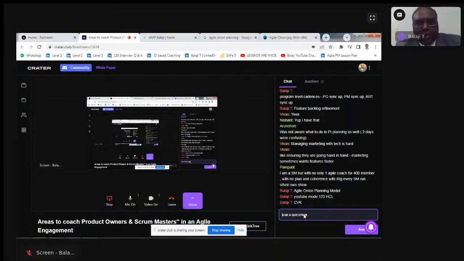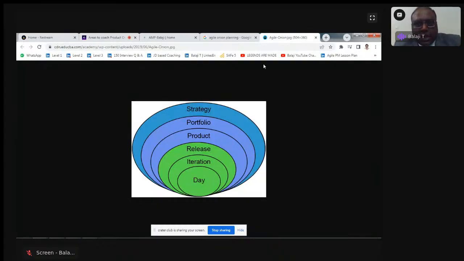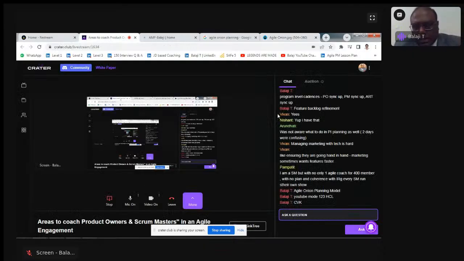You watch that video and then come back to this agile onion planning model, then you will understand what you mean by strategy. Because if you just view the word strategy, different people will interpret or perceive it in a different manner. So you take a reference from the industry leaders, watch this video on the topic on YouTube.